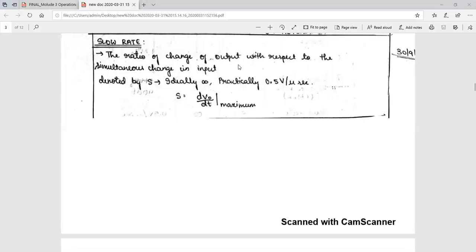Good morning, students. Welcome to lecture 3 of module 3, operational amplifiers. We'll see the remaining parameter definitions.